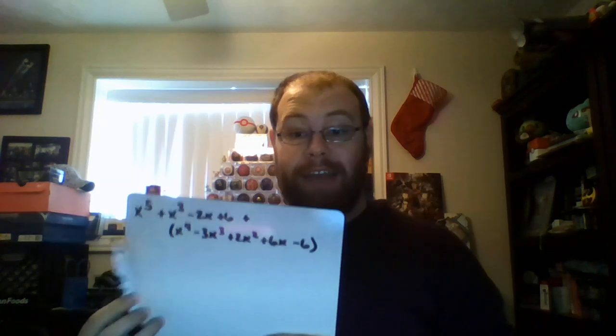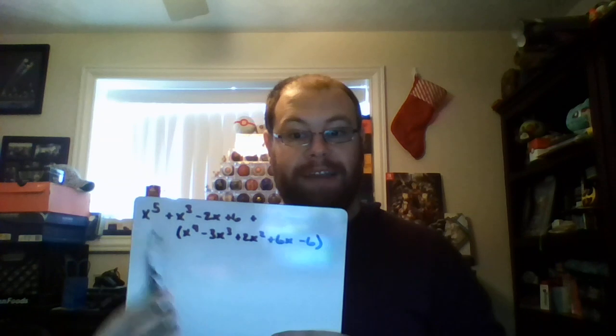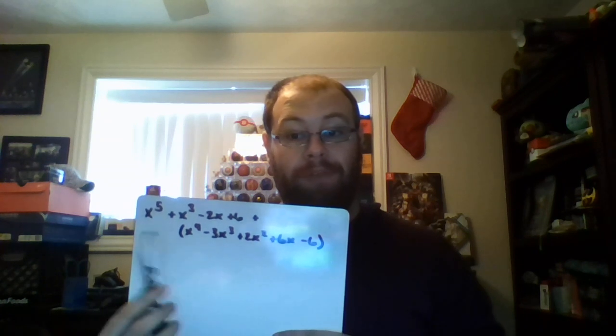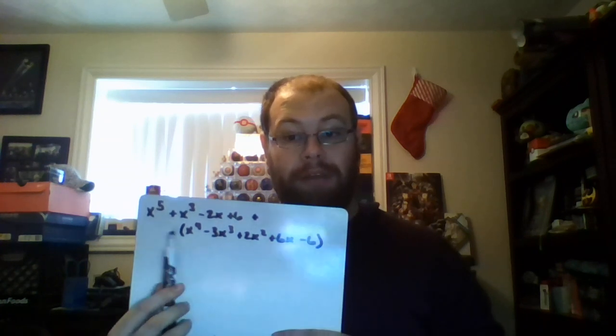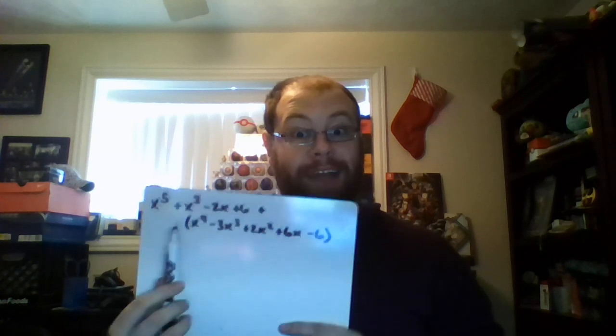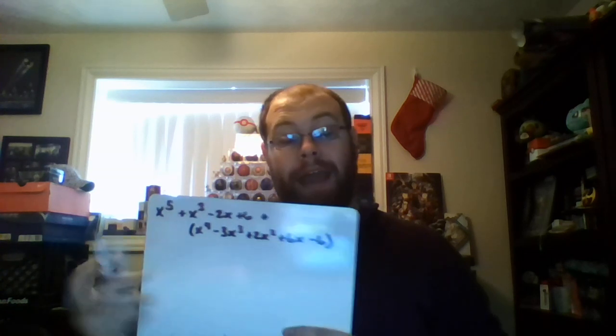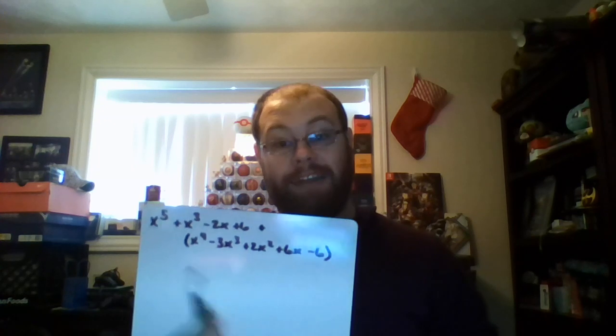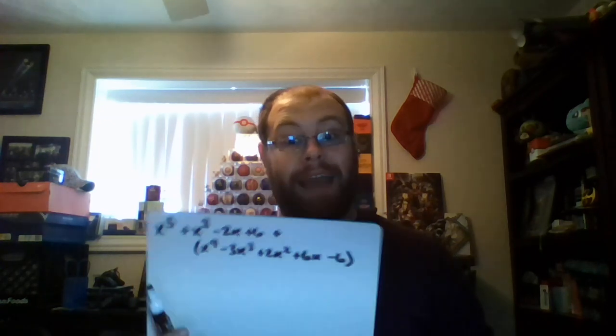So for instance, x to the fifth appears in our first polynomial, but it doesn't appear in our second one. So it's really x to the fifth plus 0, because there is no x to the fifth in that one. So that x to the fifth will still be in the answer. It's not going to change because there's nothing to add to it.